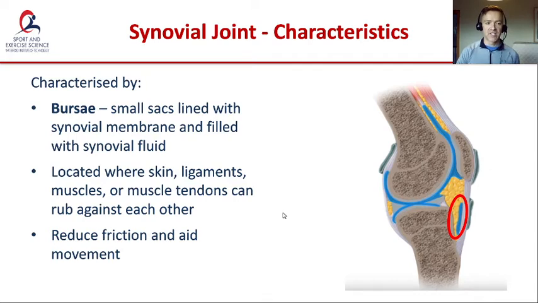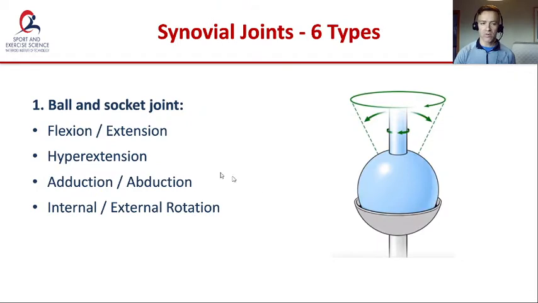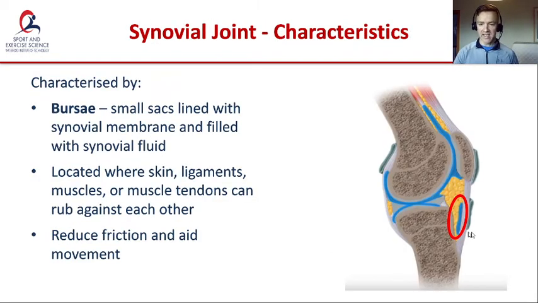Another specific characteristic of a synovial joint is another structure called the bursae. They're small sacs that are lined with a synovial membrane and filled with synovial fluid. They're like little cushions or pillows of synovial fluid, little sacs full of fluid, like a water balloon maybe, and they're specifically located where skin, ligaments, muscles or muscle tendons can rub against each other.